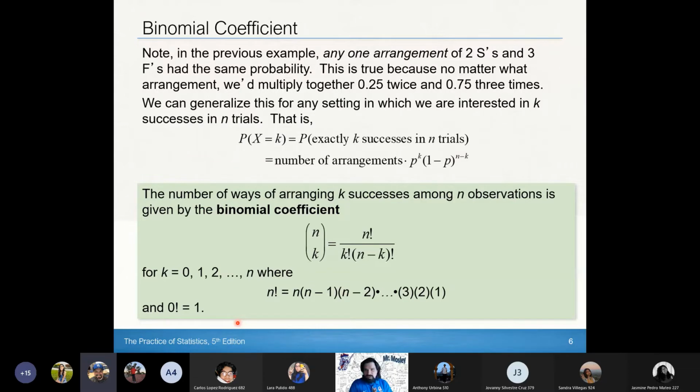Does anyone need a moment to write this down? What the binomial coefficient is.